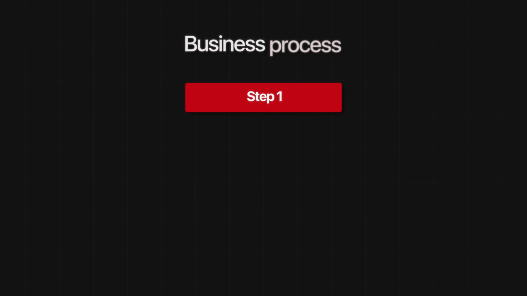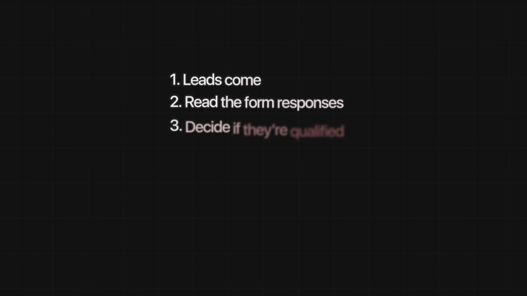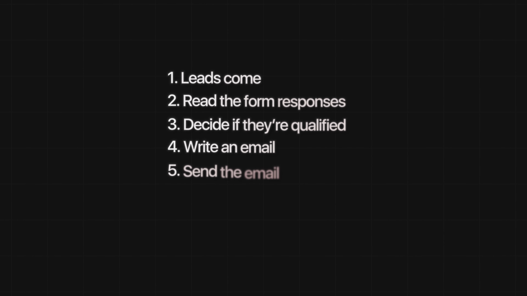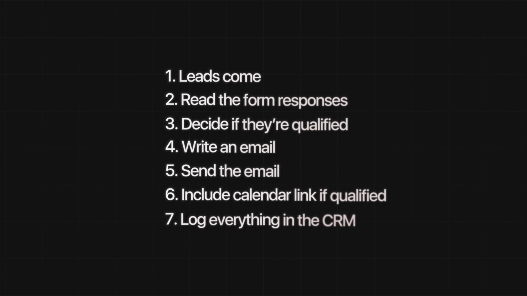So I took one workflow and mapped it out as the exact steps a human takes. Step 1, lead comes in. Step 2, read the form responses. Step 3, decide if they're qualified. Step 4, write an email. Step 5, send the email. Step 6, if they're qualified, include a calendar link. Step 7, log everything in the CRM. 7 steps. Every single one of them is automatable.